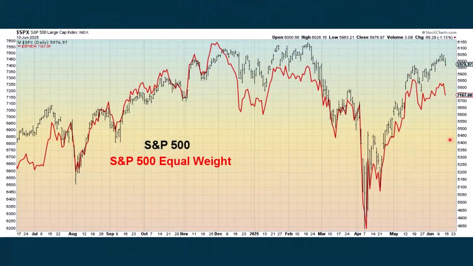Then we look at some different indexes. We have the weighted version of the S&P 500. That's the regular index that everybody follows. And the bigger stocks have more of an impact. If they're having a good or a bad day, that will drive the S&P 500 up or down.